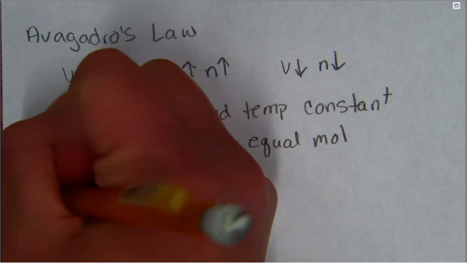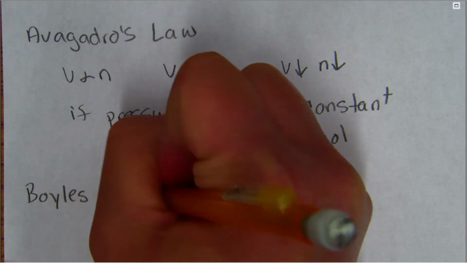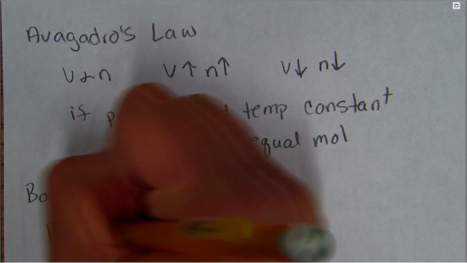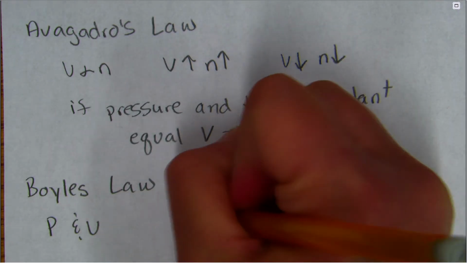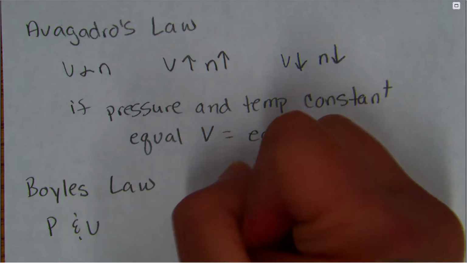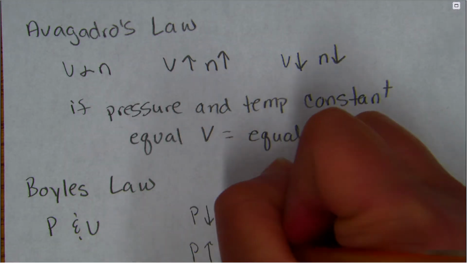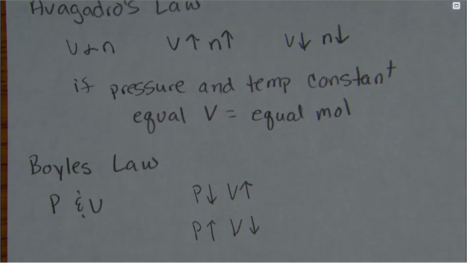Let's look at Boyle's law. This is the relationship between pressure and volume. So as pressure decreases, volume increases. And as pressure increases, volume decreases. So it is an inverse relationship.